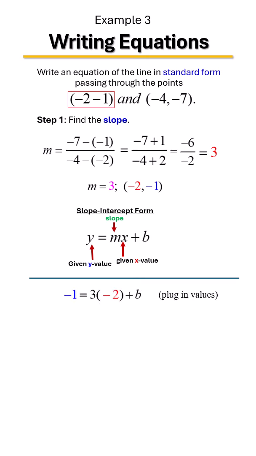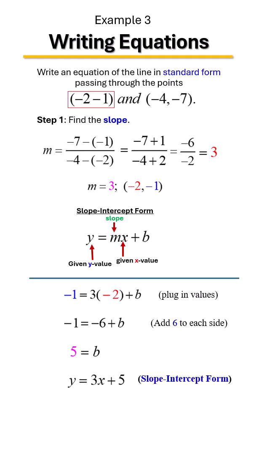Once we plug it in, it's going to look like so. 3 times negative 2, that's going to give us negative 6. Last step to solving for b is to add 6 to each side, and b equals 5. Putting it all together, our line in slope-intercept form is y equals 3x plus 5.